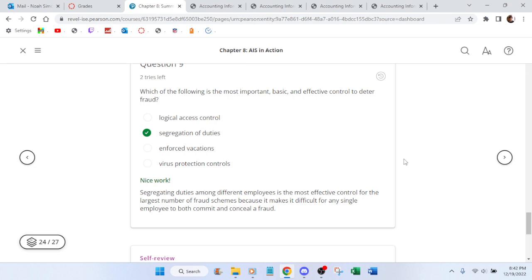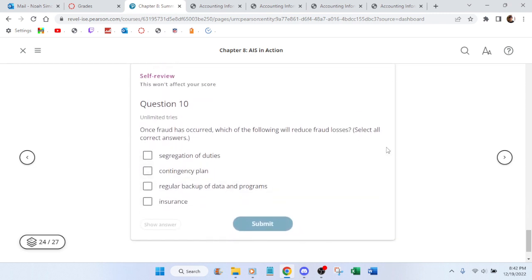Segregating duties among different employees is the most effective control for the largest number of fraud schemes because it makes it difficult for any single employee to both commit and conceal a fraud. Once fraud has occurred, which of the following will reduce fraud losses?